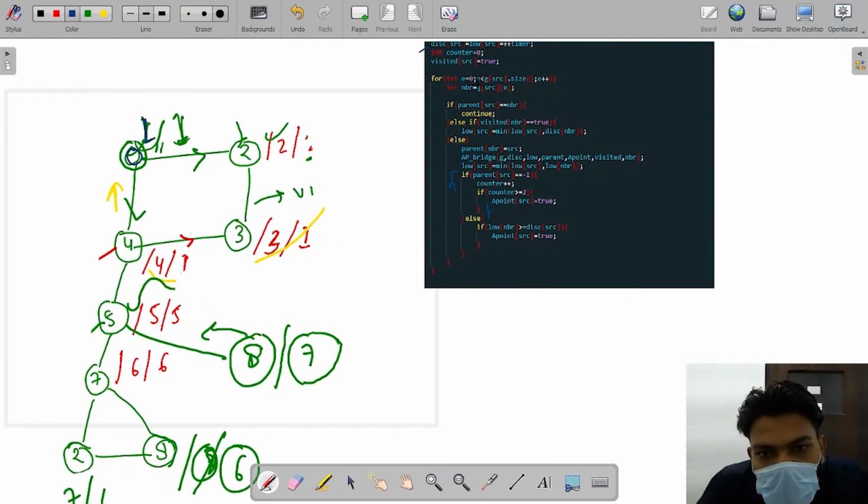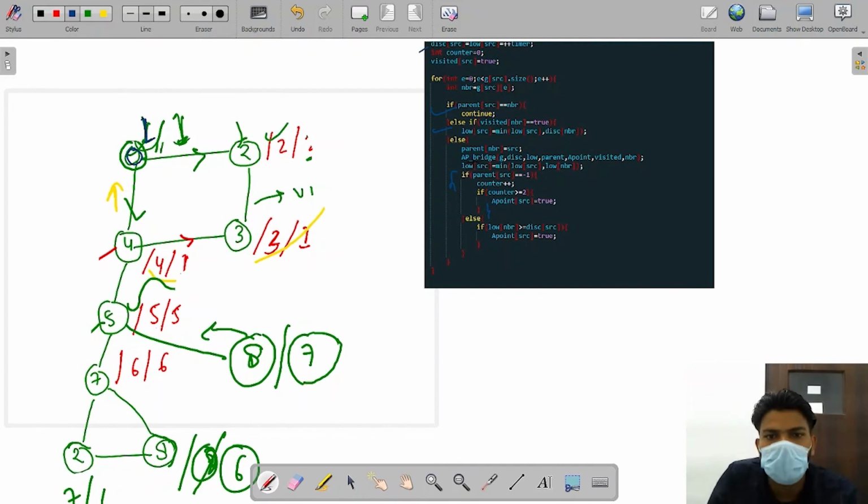Okay, after that we call our edges, like 0 to 2, 0 to 4. So then what we are getting, we just check whether parent of SRC equals neighbor. We found out that the neighbors are not our parent. So we don't continue, we just check this else if condition. In this else if condition we find out that this edge is not visited and this edge is also not visited. So we check this condition, and then we reach the else condition. In the else condition what we are doing, we just make the parent of NBR.